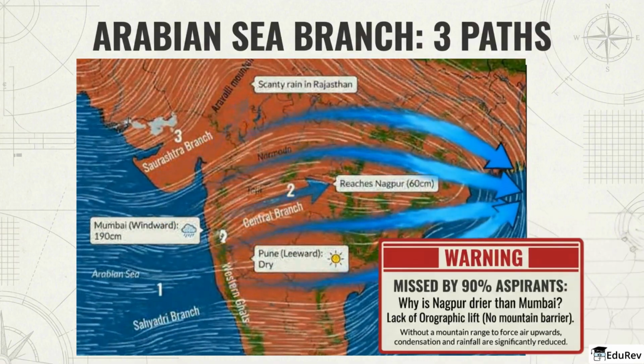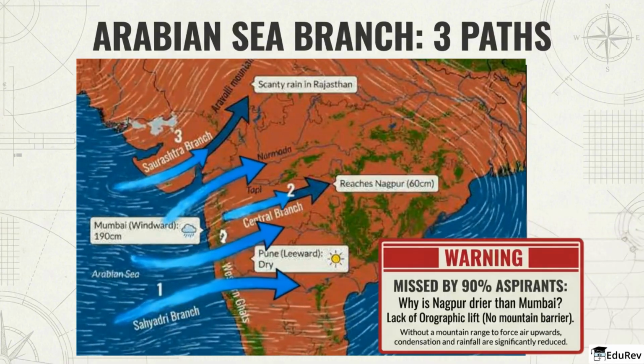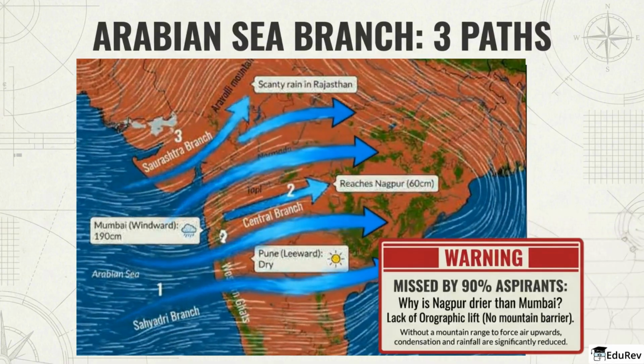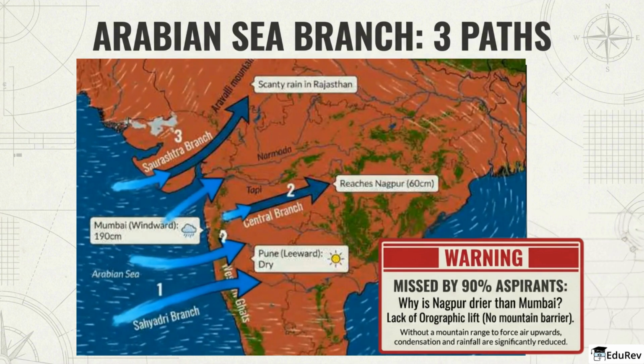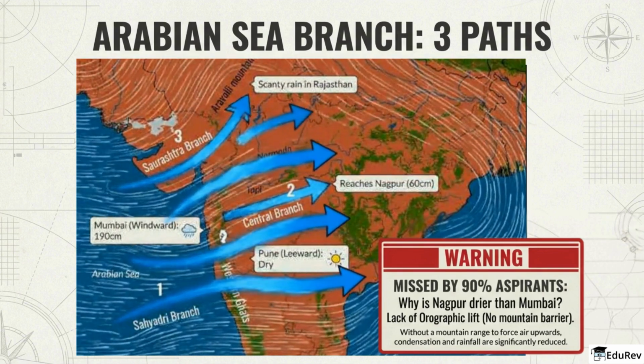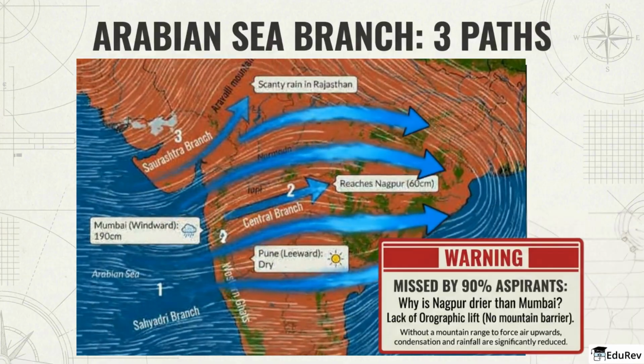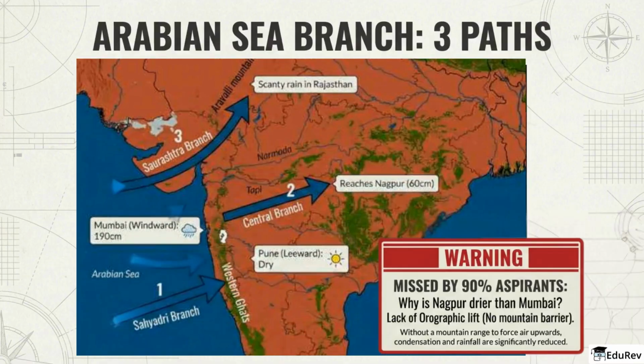Look at Mumbai and Pune. Mumbai lies on the windward side, heavy rainfall. Pune lies on the leeward side, in rain shadow. Rain shadow means dry conditions on the sheltered side of a mountain barrier.